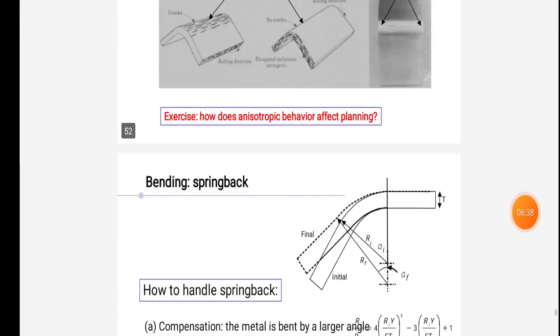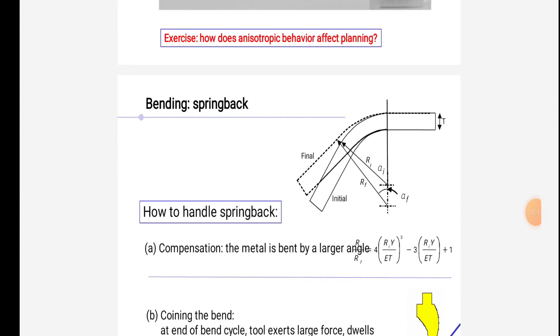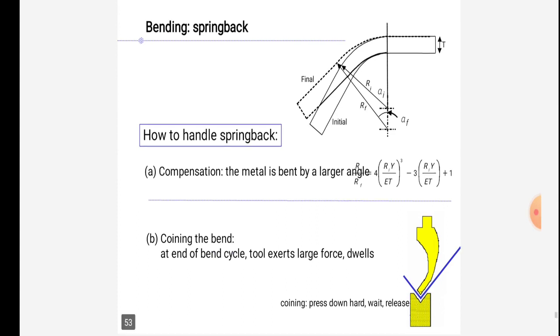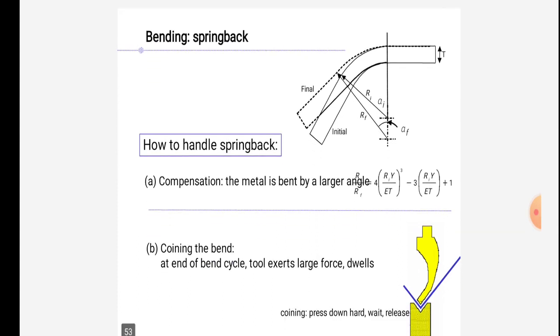Now we will see bending spring back. How to handle spring back is given in the diagram. A: part compensation. The metal is bent by a larger angle. It is given by the formula R1/Ri = 4(Ri·Y/ET)³ − 3(Ri·Y/ET) + 1.